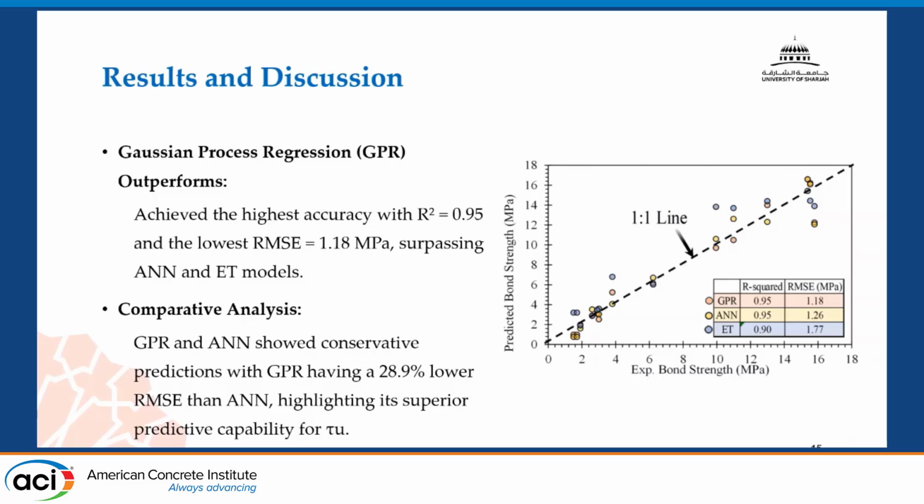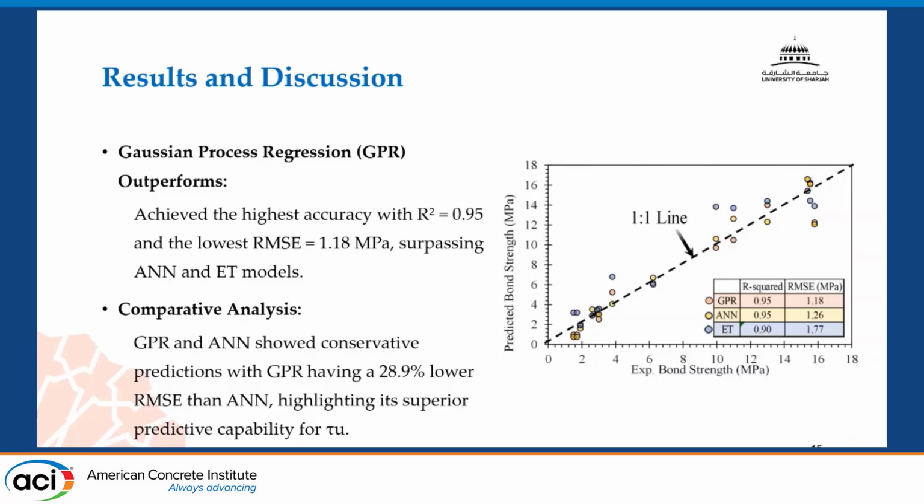And now once you take that information and you do a comparative analysis, it shows that GPR and ANN have shown a very conservative prediction and have a 28.9% lower RMS values than ANN. And it shows how it has a superior predictive capability for tau sub u.